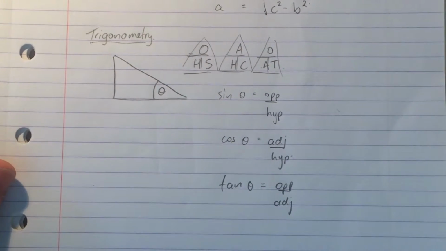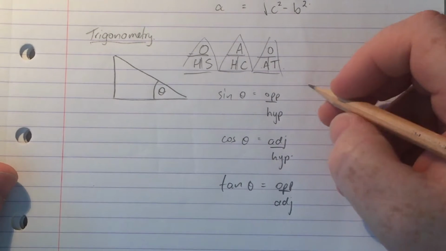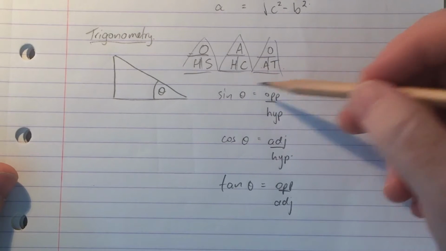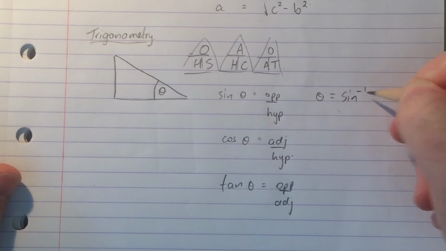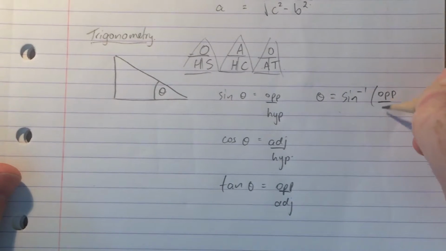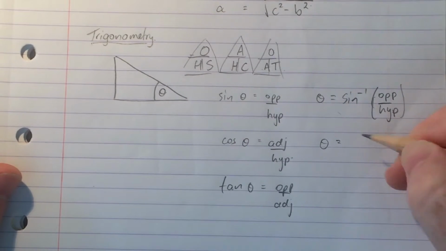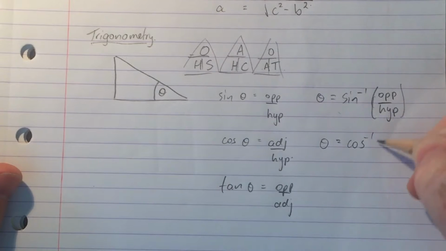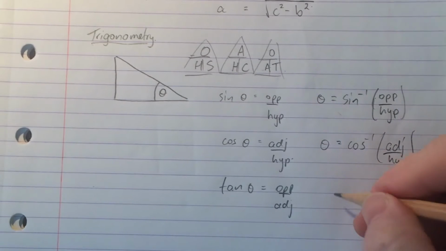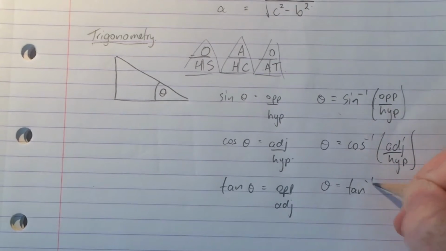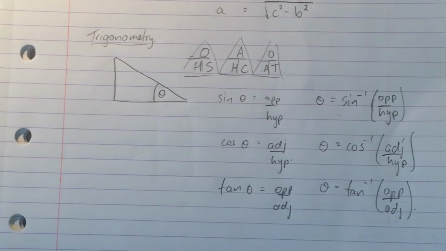We can also use the inverse functions to find the angle. So if the sine of the angle is opposite over hypotenuse, then the angle will be the inverse sine of opposite over hypotenuse, or the inverse cos of adjacent over hypotenuse, or the inverse tan of opposite over adjacent.